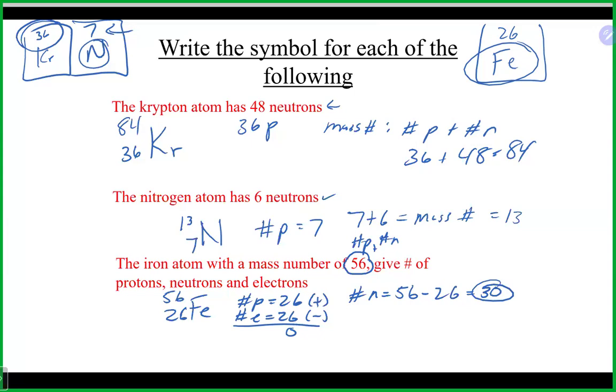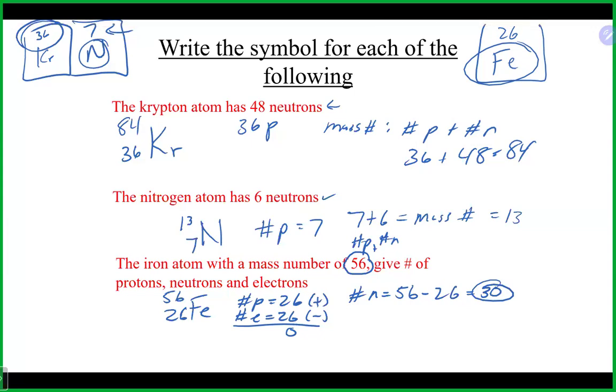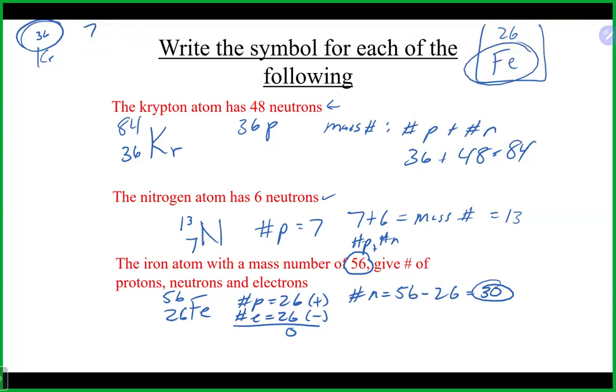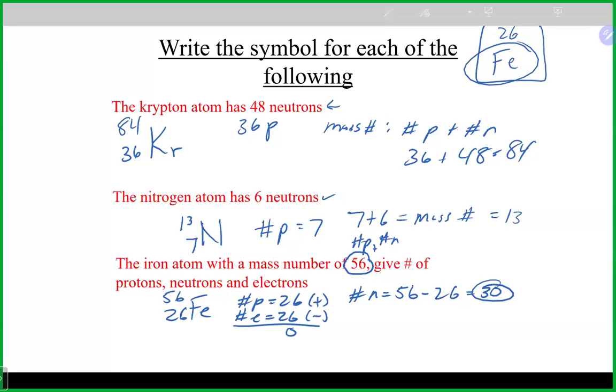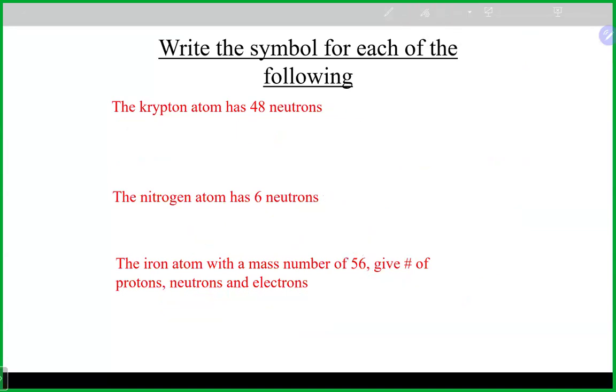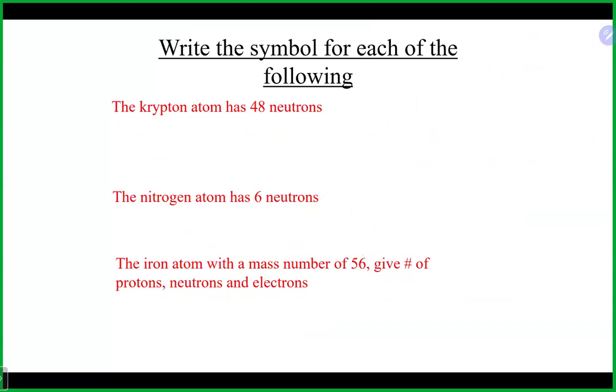I think I'll just borrow a couple of things here. I'll just do it up here. Let's look at these couple of examples on this page. We had our nitrogen, which was 7 and 13. And we had our iron, we'll take the last one there, which was 56 and 26 in this case.